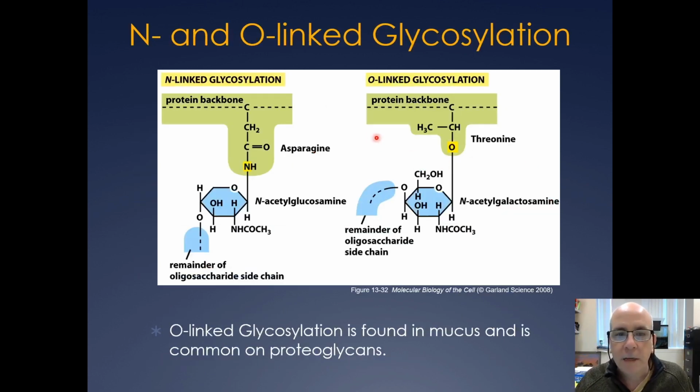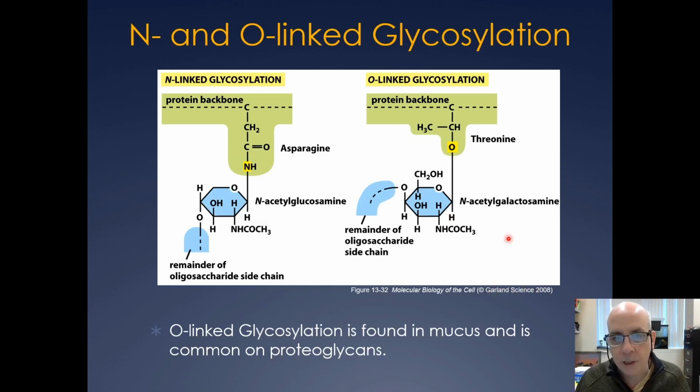You can also have O-linked glycosylation. So normally N-linked is linked with the nitrogen. Here you have N-acetylglucosamine linked to asparagine, but you can also have glycosylation linked to the threonine, and that's considered O-linked. Okay, N-linked through the N, O-linked through an O. And O-linked tends to occur more on proteoglycans.